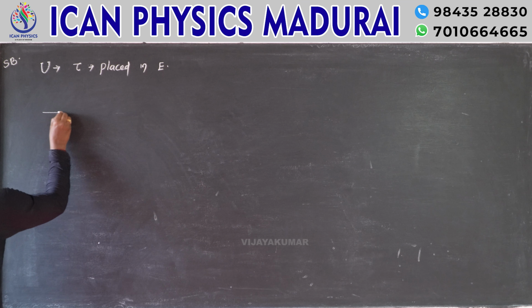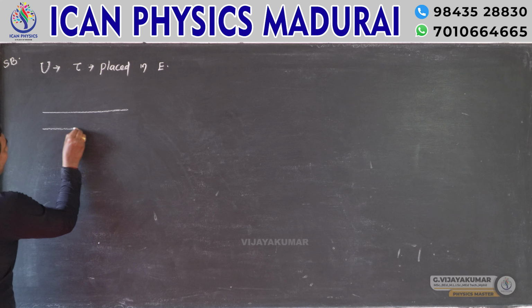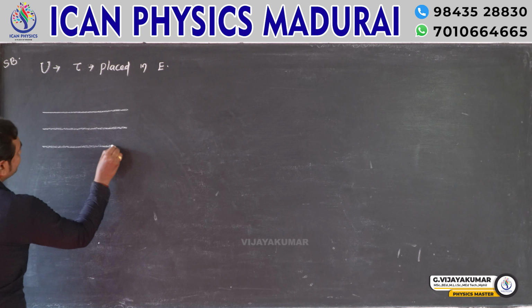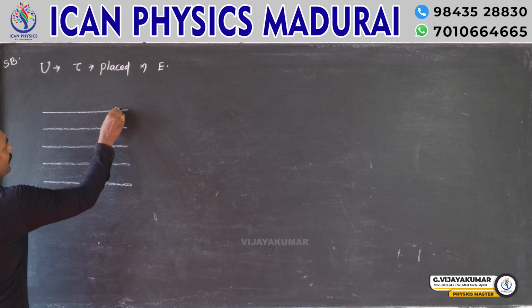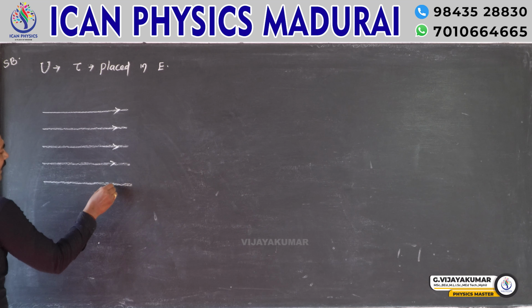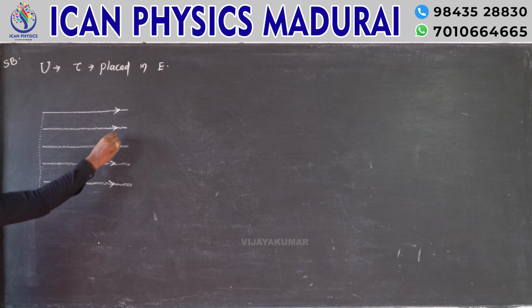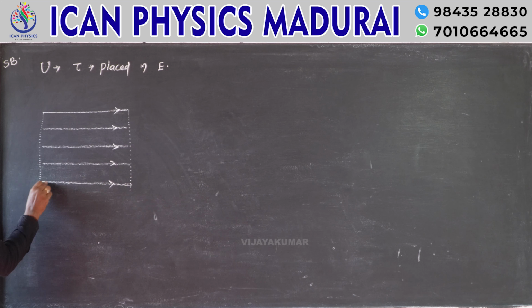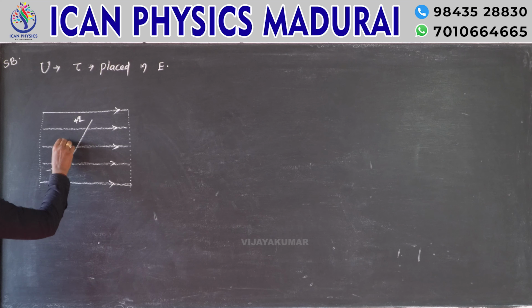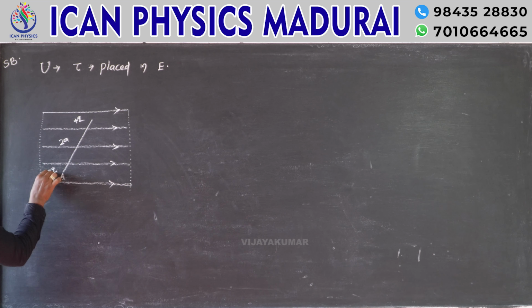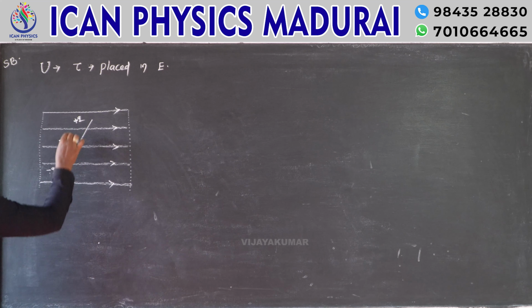So let us consider a uniform electric field. The lines are equal and parallel and the magnitude is also the same. Then only it is said to be a uniform electric field. In that we can place an electric dipole of dipole length 2a. Minus q is the charge placed at minus a. Plus q is the charge placed at plus a.